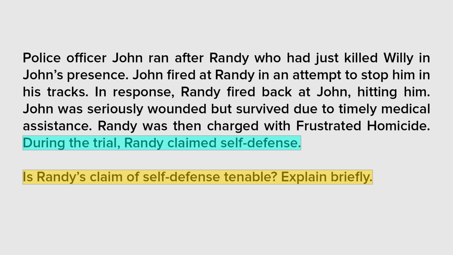Police Officer John ran after Randy, who had just killed Willy in John's presence. John fired at Randy in an attempt to stop him in his tracks. In response, Randy fired back at John, hitting him. John was seriously wounded but survived due to timely medical assistance. Randy was then charged with frustrated homicide. During the trial, Randy claimed self-defense.